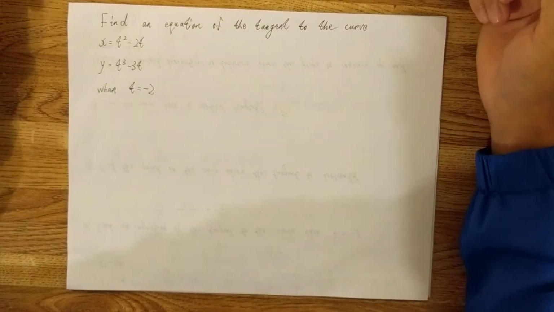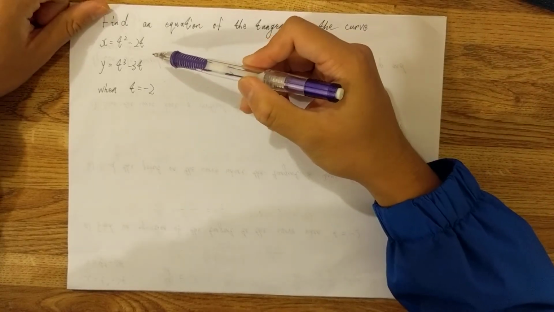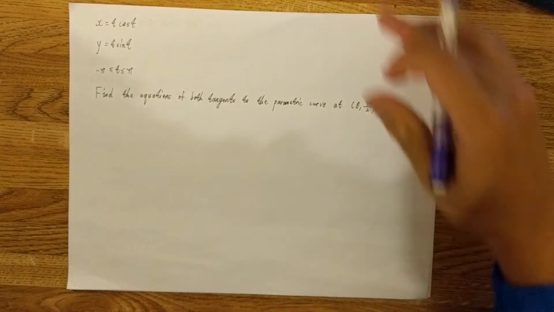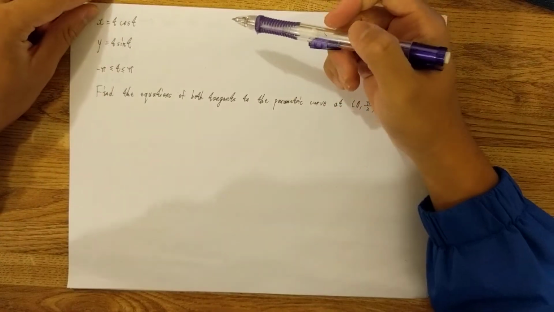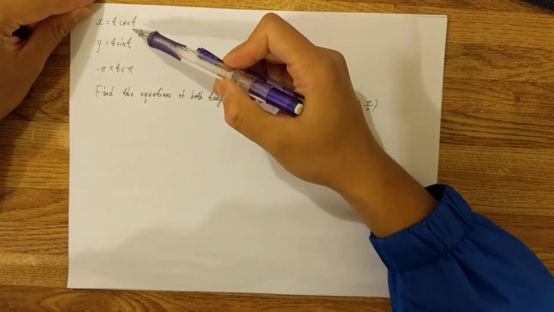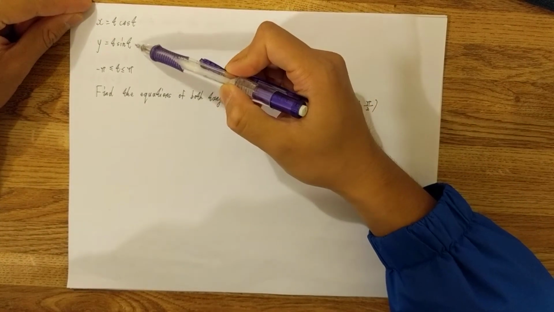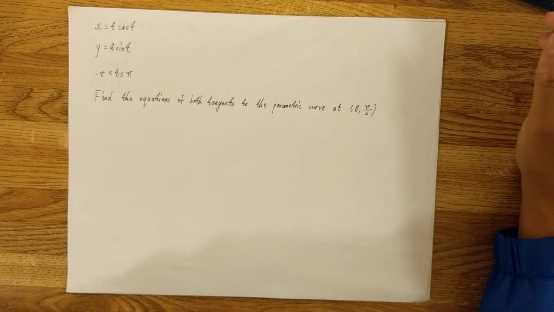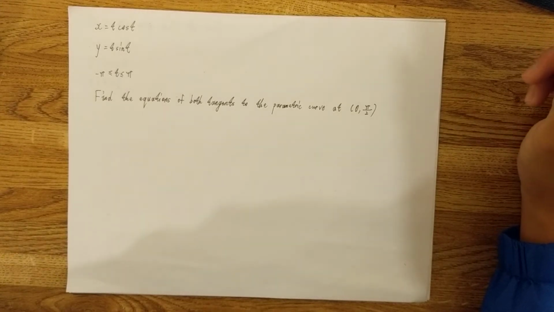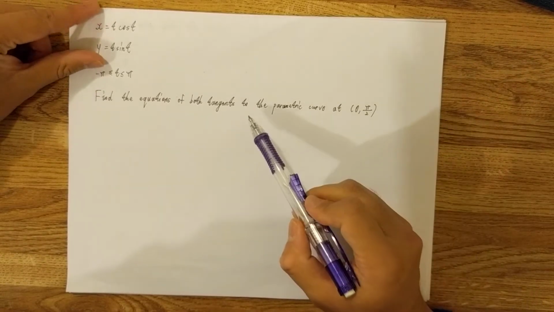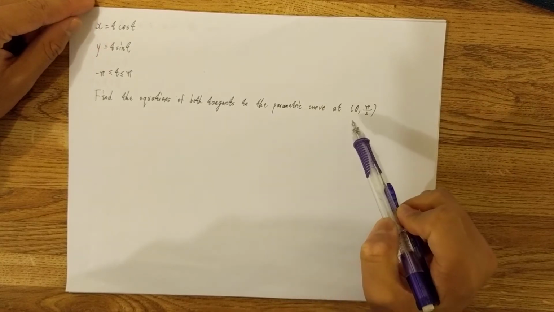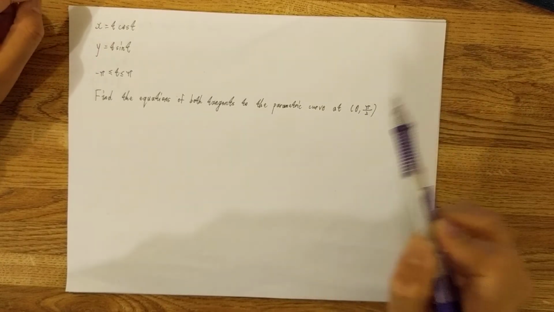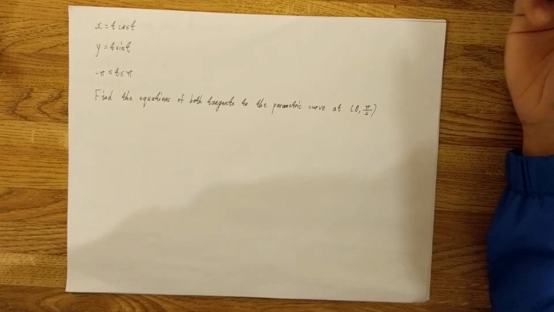Consider the curve defined by the parametric equations x equals t cosine t, y equals t sine t over the interval from negative pi to pi. I want you to find the equations of both tangents to the parametric curve at the point 0, pi over 2. This time I want you to do the question on your own.